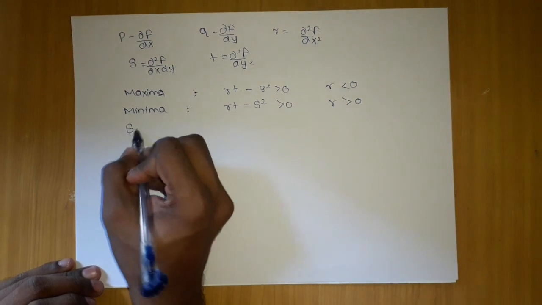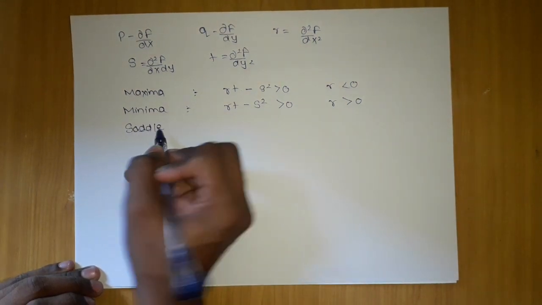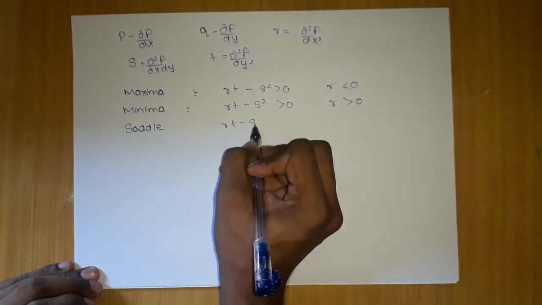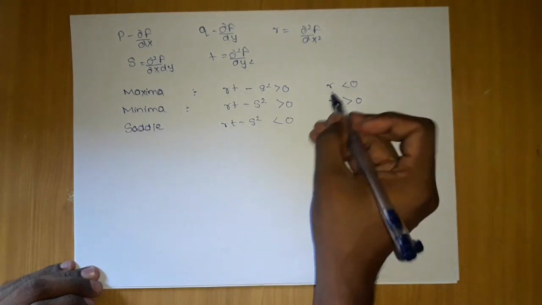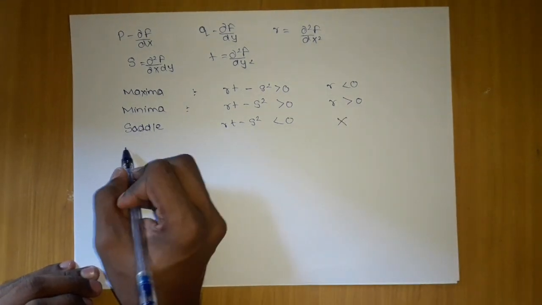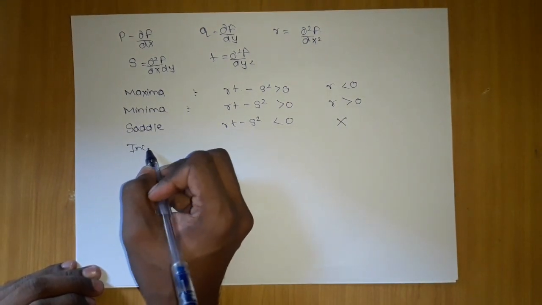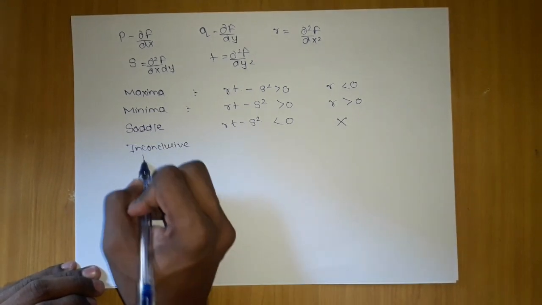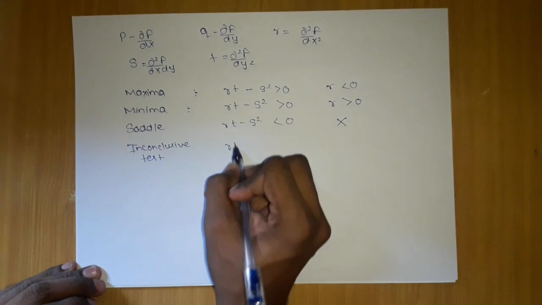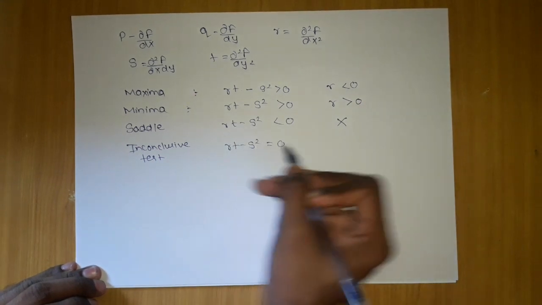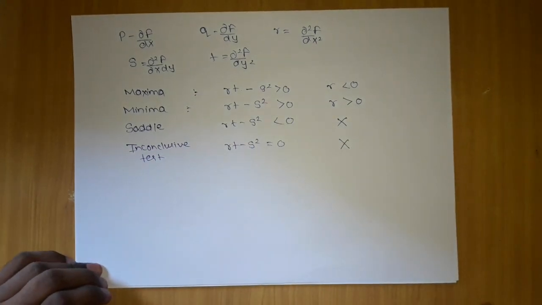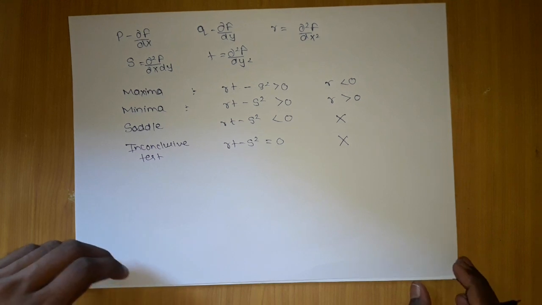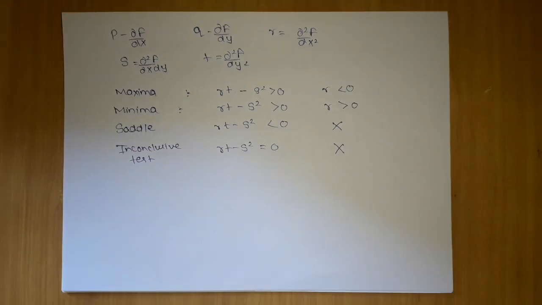And in the saddle point, RT minus s square was less than 0. We don't talk about this condition here. And in the inconclusive test, it is nothing but RT minus s square is equal to 0. We don't talk about R nature here also. So we are done with the theoretical part.